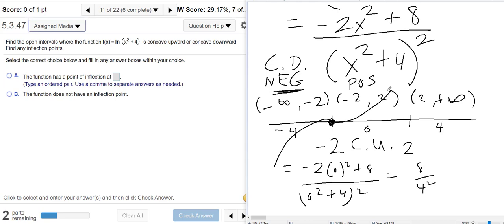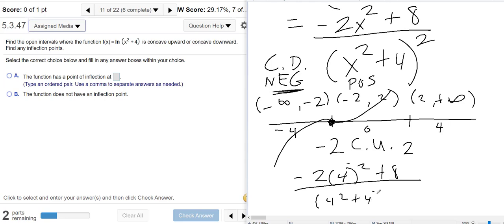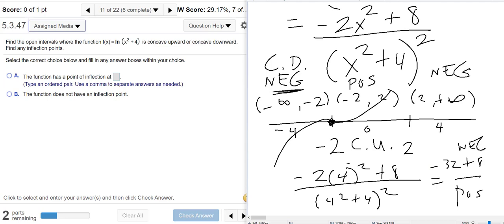We don't know about positive 2 yet. We have to check positive 2. If it changes again to negative, you have a second inflection point. So we take our 4 and plug it in to negative 2 times 4 squared plus 8 over 4 squared plus 4 squared. The bottom is going to be positive for sure. The numerator is going to be negative 32 plus 8. It's going to be negative. A negative over a positive is a negative in this interval, so it changes from positive, that's up, to negative. There's an inflection point there as well.